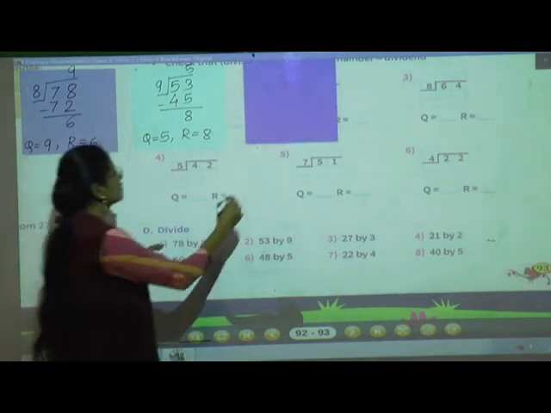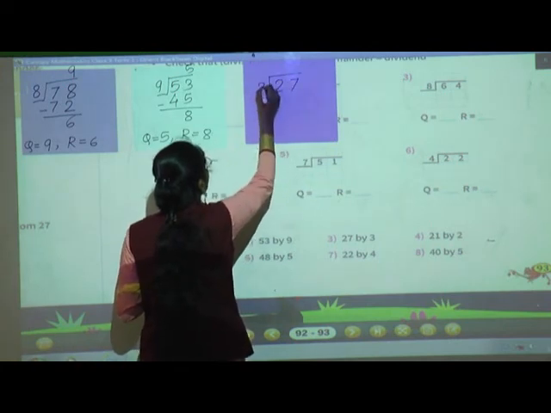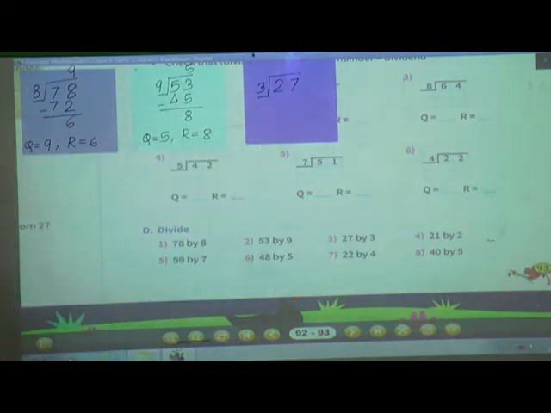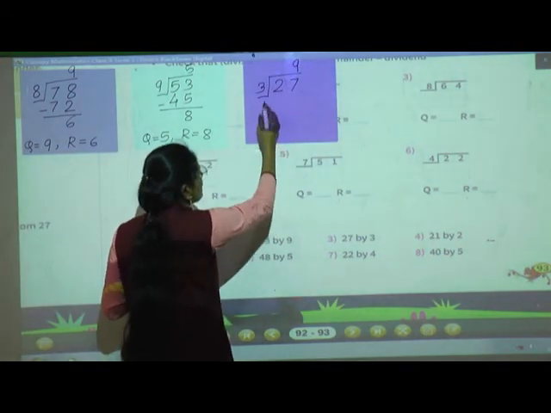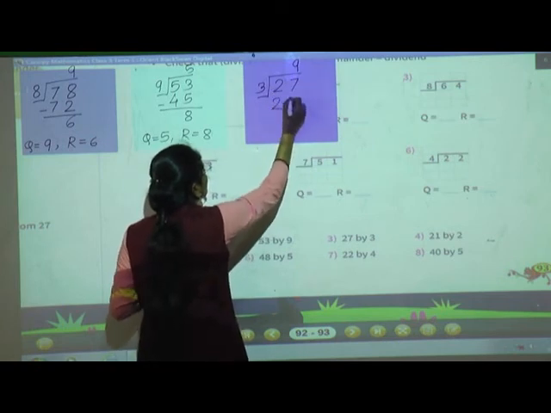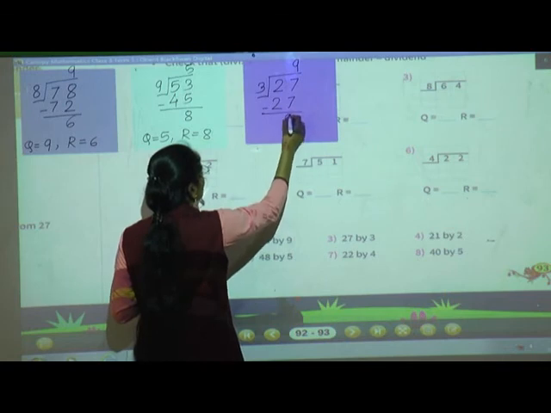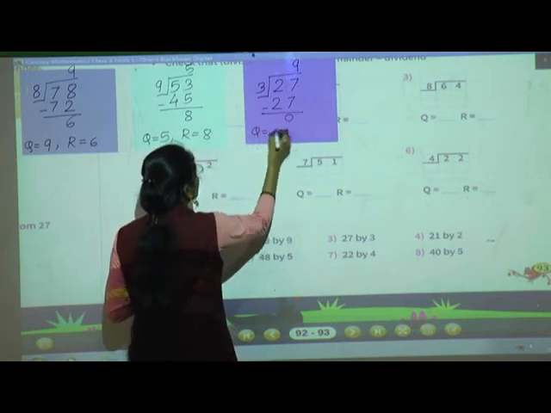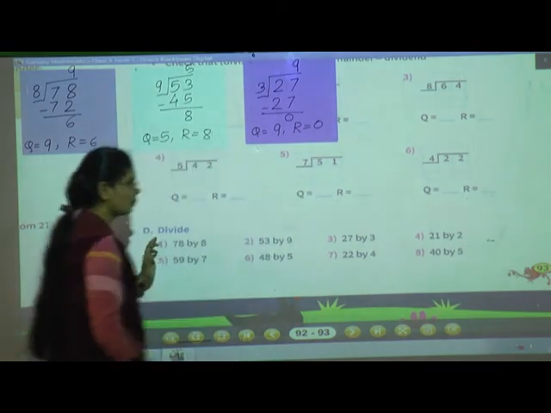Next, third example. 27 divided by 3. Now see the table of 3. Is 27 there? Yes, 27 is there. How many 3s make 27? 9 3s make 27. So 3 9s are 27. 27 minus 27, 0. So quotient is 9 and in this example remainder is 0.